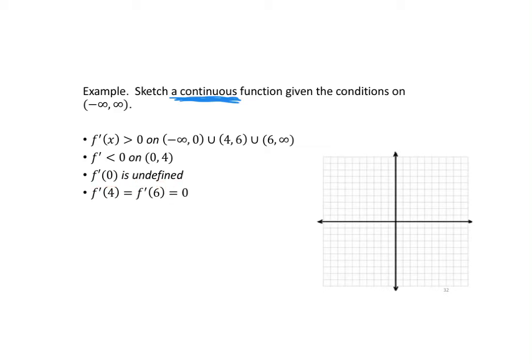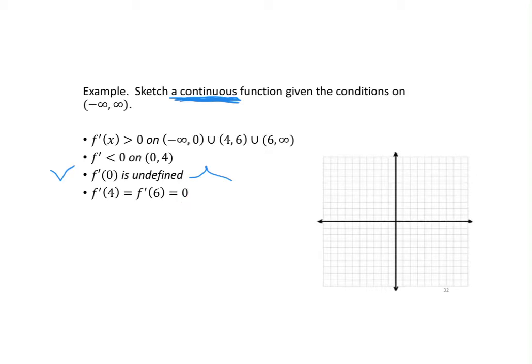So we have to remind ourselves, what could that look like? Let's take a moment to sketch possibilities. F prime of 0 is undefined means we have some kind of corner, some place where there's no derivative. There are other versions of the derivative not being defined, but remember, this is a continuous function, so I have to still make sure what I draw is continuous. And then the last condition here is that f prime of 4 and f prime of 6 are both equal to 0.